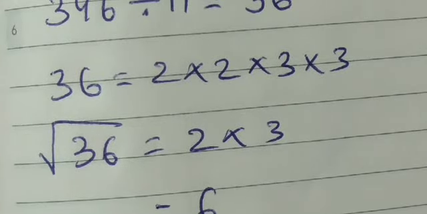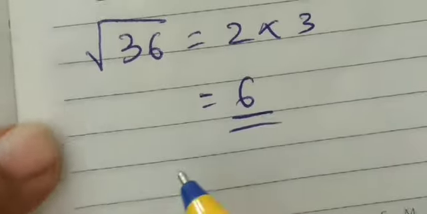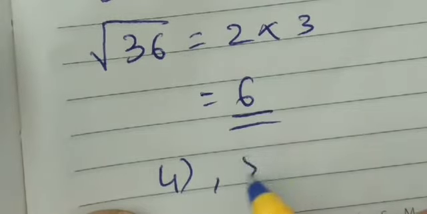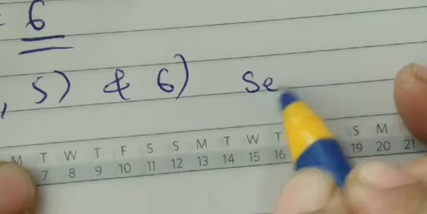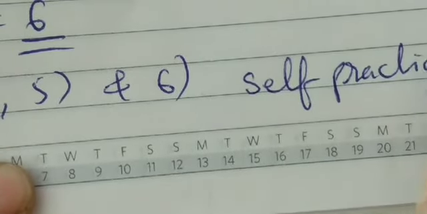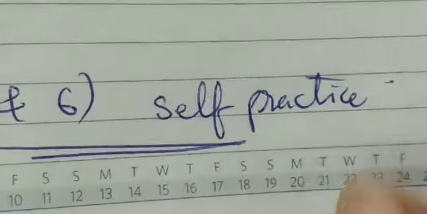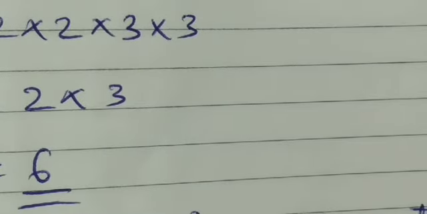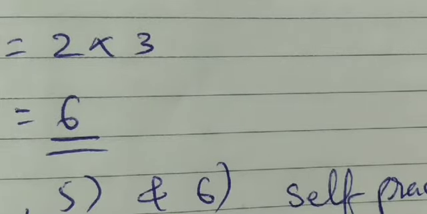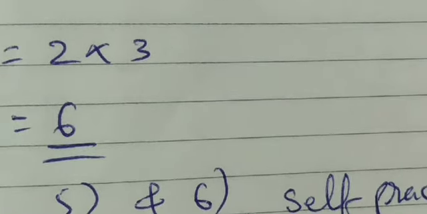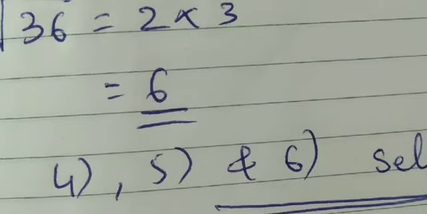Hope you have understood this method, and so you will practice the rest of the sums, that is 4th, 5th and 6th. Self practice. We are going very slowly, so I hope you have understood, and now we will move on to the next method, that is getting square root of the given number by division method. Okay, so wait for the next video to come up.